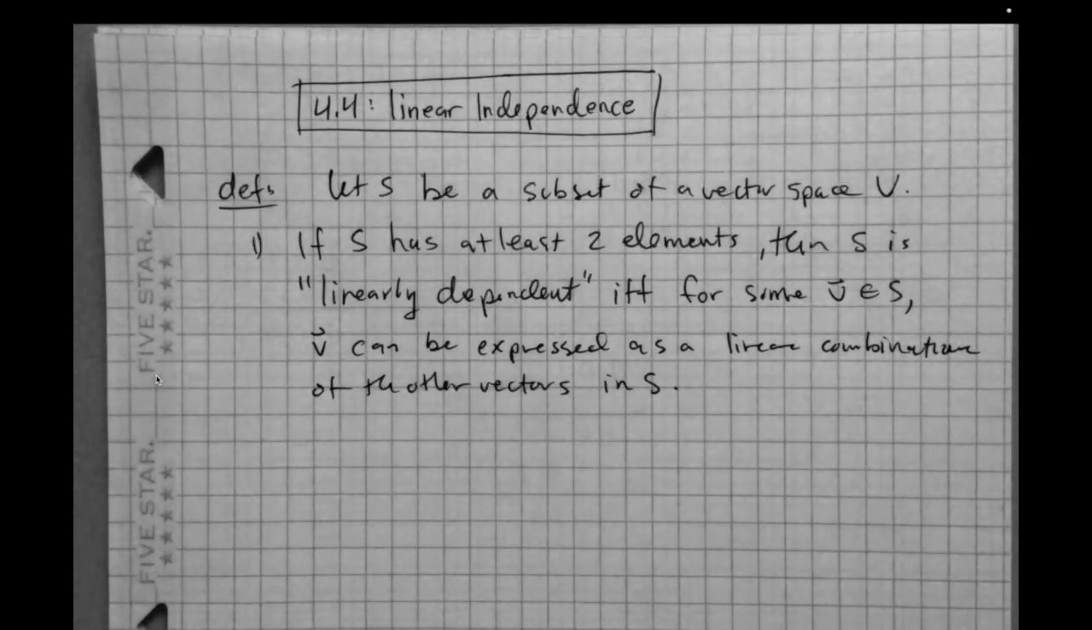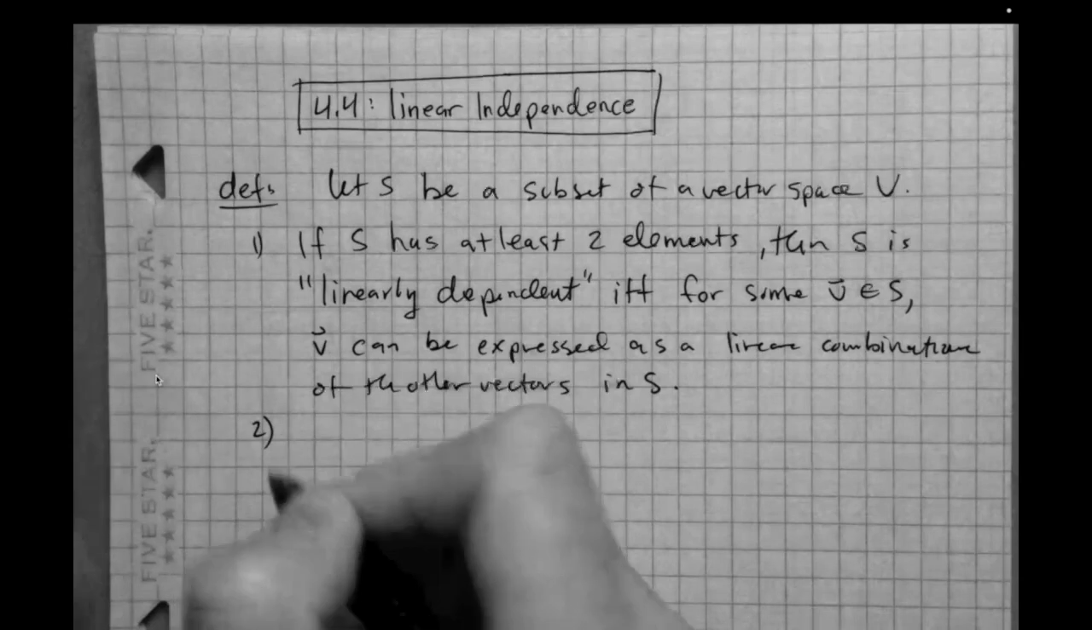So S is some subset of a vector space V, and we say that S is linearly dependent if and only if there exists some vector in S, it could be just one of them, it could be many of them, but at least one vector in S, that can be expressed as a linear combination of the other vectors in S. If I can write v as a linear combination of the other vectors in the subset, then the subset is linearly dependent. That's the meat of the definition. Let's talk about some of the other pieces.